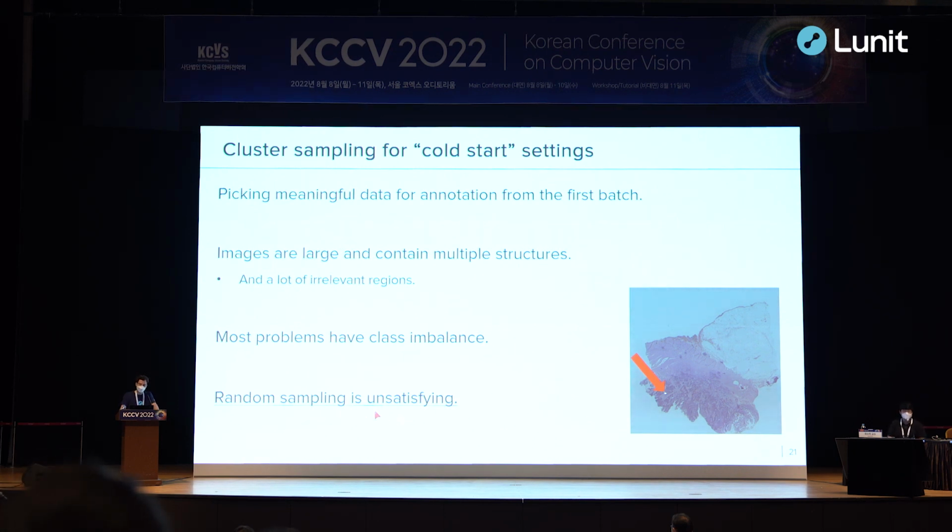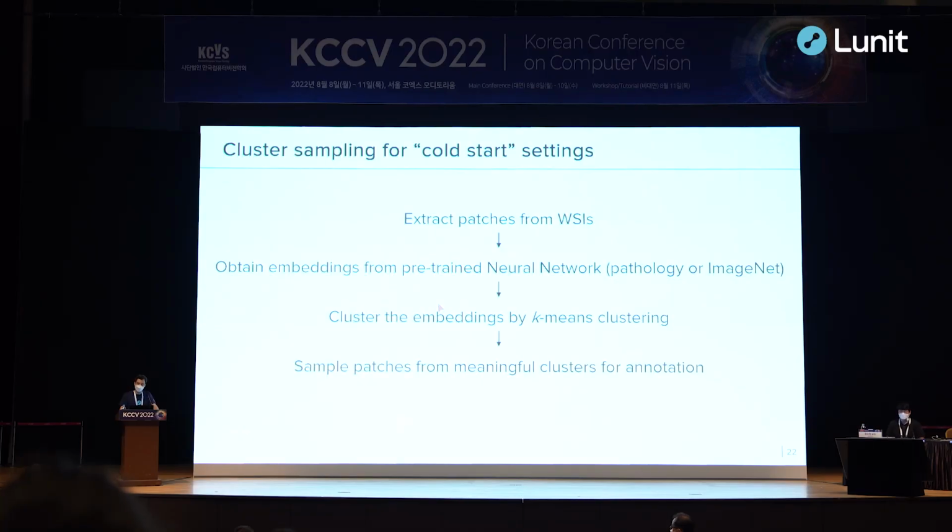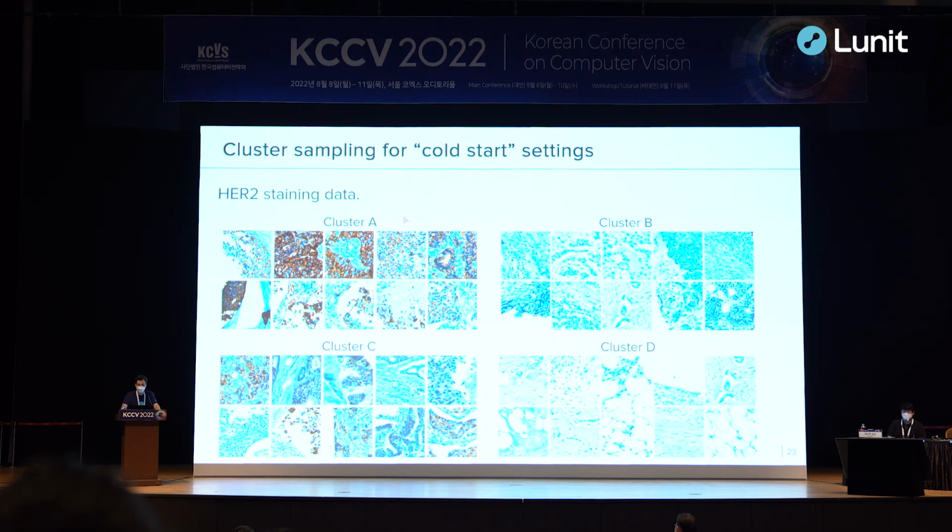So we could do random sampling of patches in the image, but it's somewhat unsatisfying, right? Because it wouldn't address some of these concerns. So what we do is sampling based on clustering. We start by extracting the patches from the whole images. We project these patches into an embedding space using a pre-trained neural network. And then we cluster these embeddings using k-means clustering in some predefined set of clusters, and then we can sample from the meaningful ones.